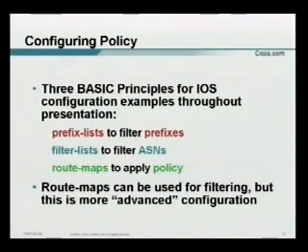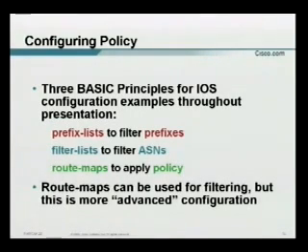Now, configuring policy. I've tried in all these examples to keep things simple. One of the things I've really found that makes BGP easy for people is to try and keep things simple. So what I'm going to do is use prefix lists to filter prefixes, filter lists to filter on AS path, and route maps to apply policy. Now these are IOS specific. Again, if you're not using IOS, you have a similar concept for your own equipment.